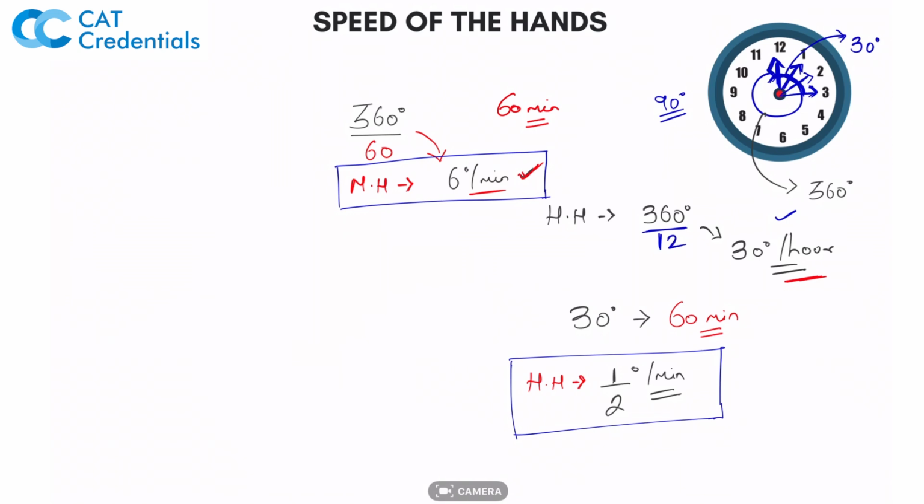It only moves half a degree per minute. And the logic is quite simple. If I said to you it goes 60 degrees in 60 minutes, you would have said 1 degree per minute. But it is not going 60, it is going 30. So it is going half a degree per minute. Okay, so that's what you have to understand.